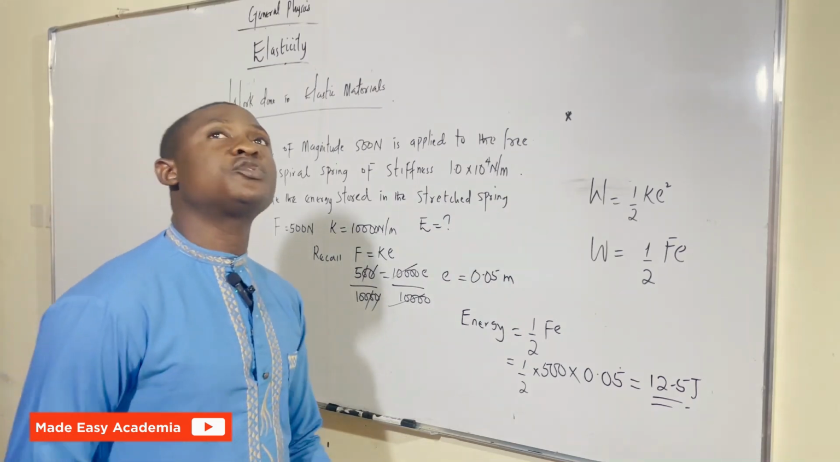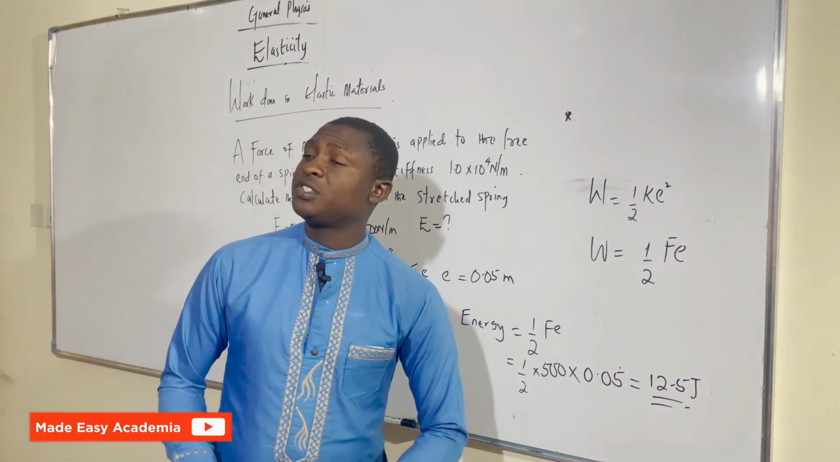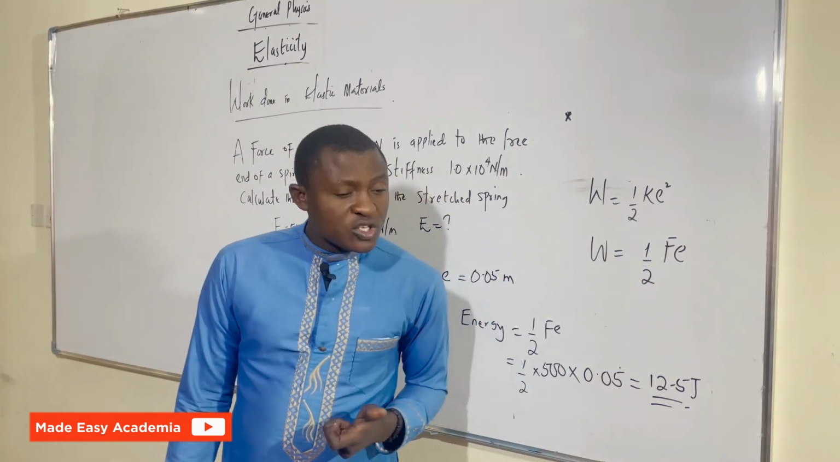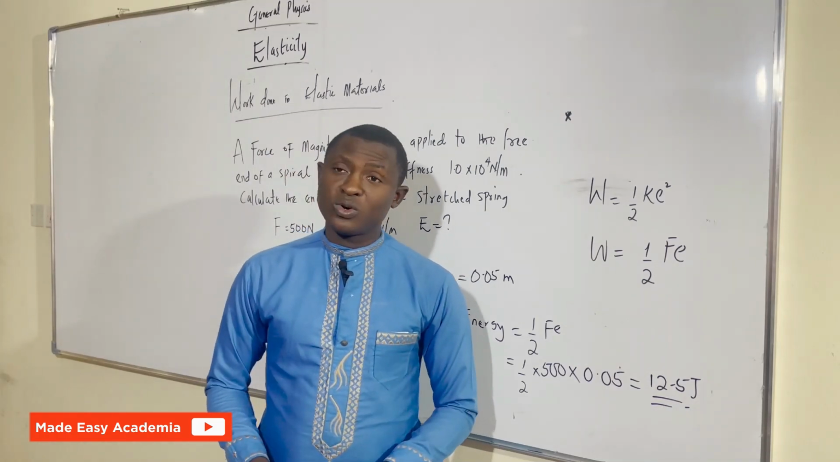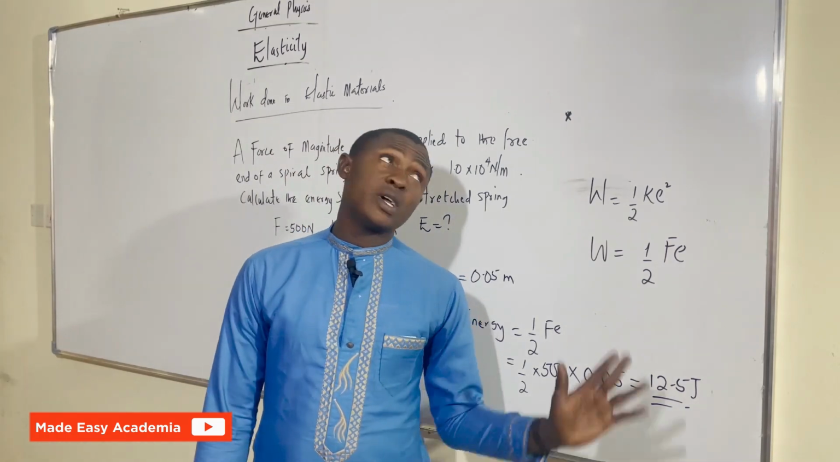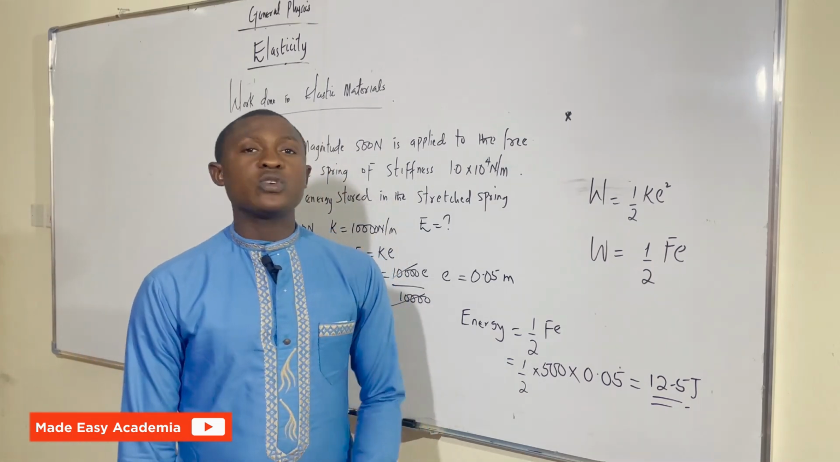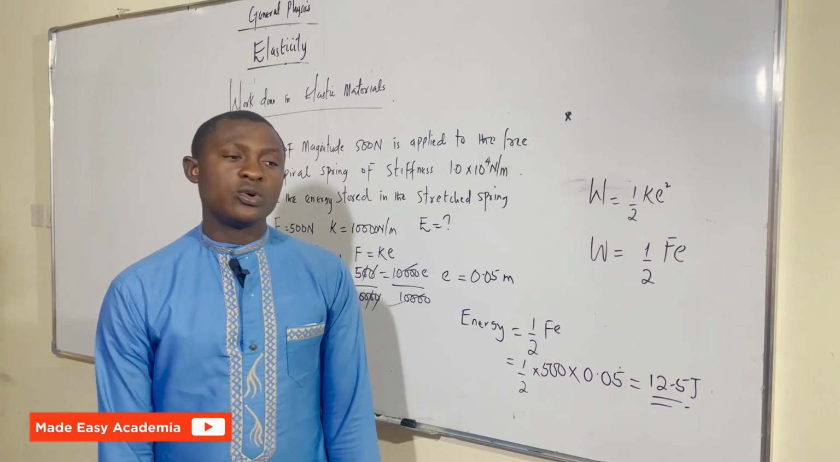When an object stretches or compresses and is able to go back to its original position, that is what we call elasticity. When it expands and is unable to go back to its original position, that is what we call expansivity. So this is what we have for elasticity. We talked about elasticity itself, how to apply Hooke's law, and stress, strain, and Young's modulus.